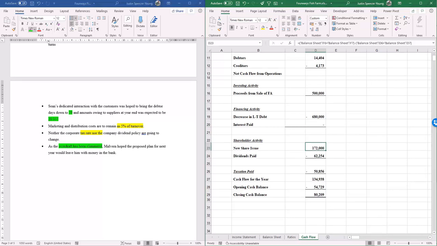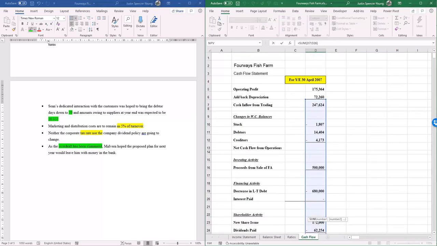Here's the new share issue. So that's cash in, and then dividends must be cash out. Tax is cash out. And then you want to go and just do a sum here of all these items from the operating profit number here, or the adjusted operating profit, and hope that you have your signs correct.